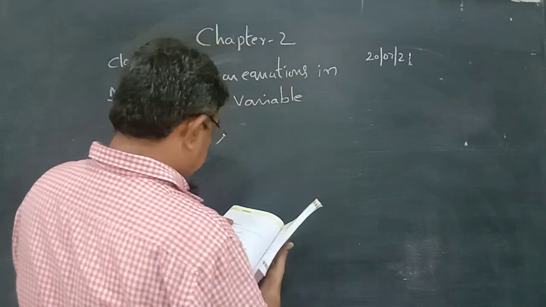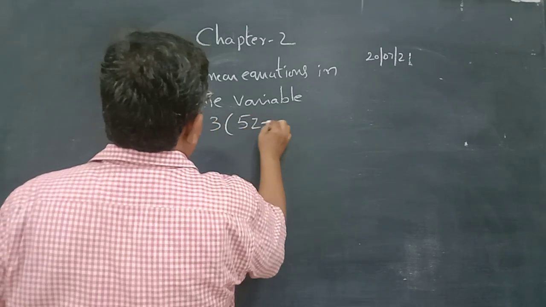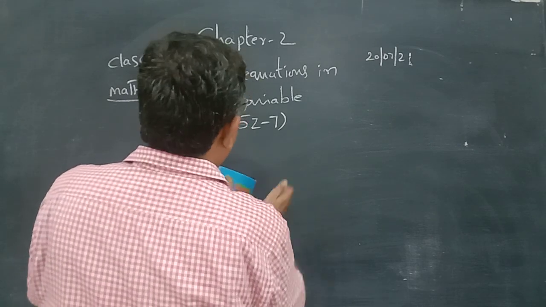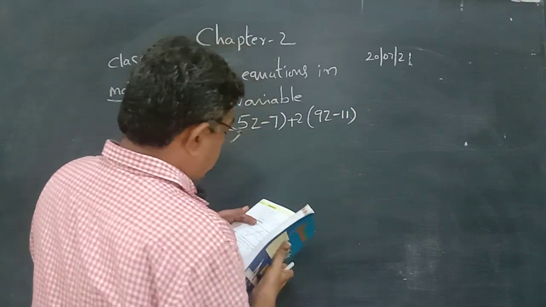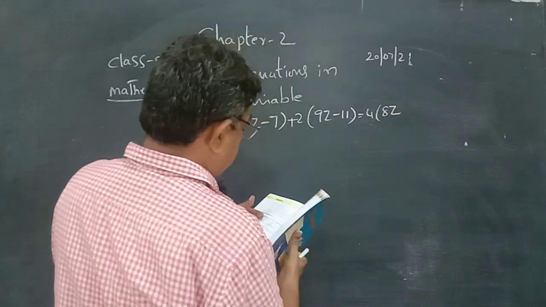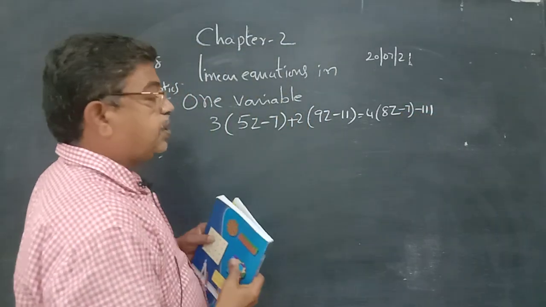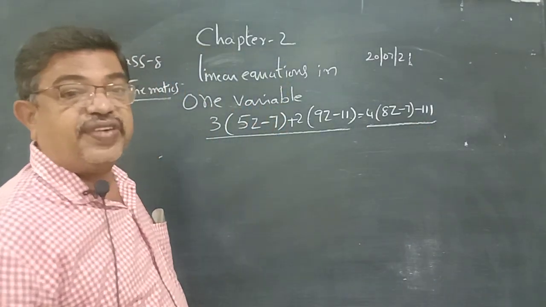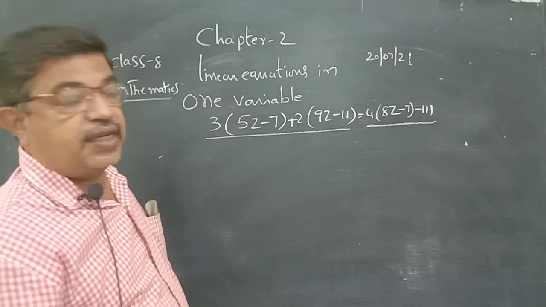Next, 3 into 5z minus 7 plus 2 into 9z minus 11 is equal to 4 into 8z minus 7 minus 111. So, here you have two terms on LHS and two terms on RHS. The process of simplification is the same, only the difference is the number of terms is more on LHS and RHS.